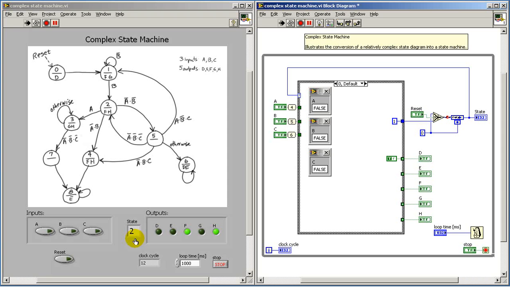Okay, now we're in state 2. And again, looking ahead one, we need this pattern. A is high, B is low, C is high. Now we are in state 5. And if we go ahead and apply the clock one more time, that will carry us back to state 1.